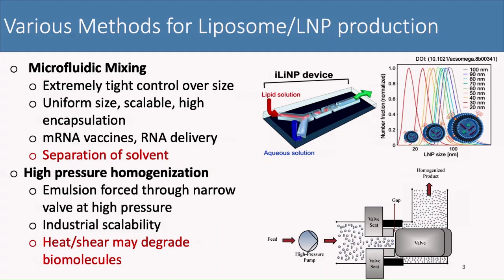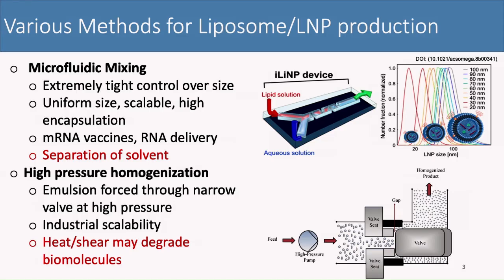which Mr. Kedia also mentioned. The idea is to first form these liposomes and then send them at very high pressure through a very narrow wall. And the high shear is what breaks it up into tiny sizes. Again, it is what is used in industry. The disadvantage, of course, is that high shear or heat may degrade the biomolecules.